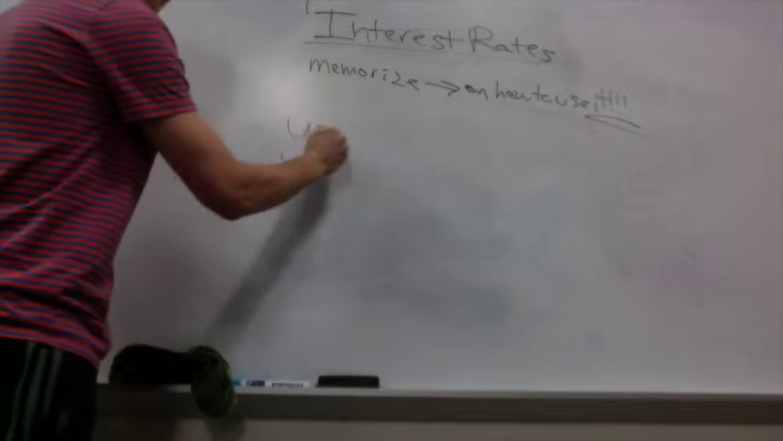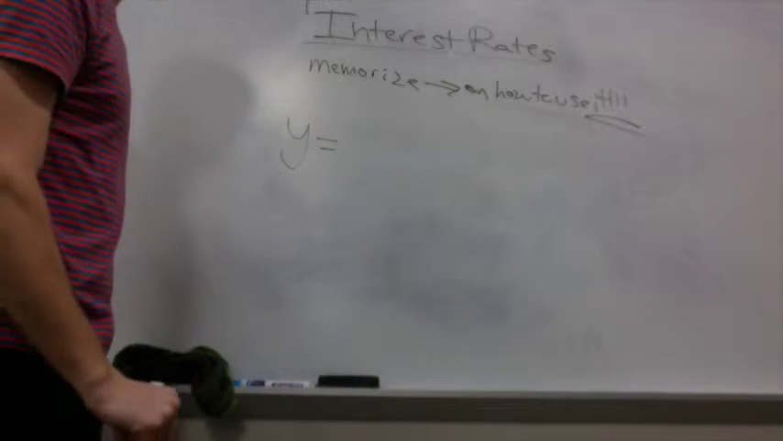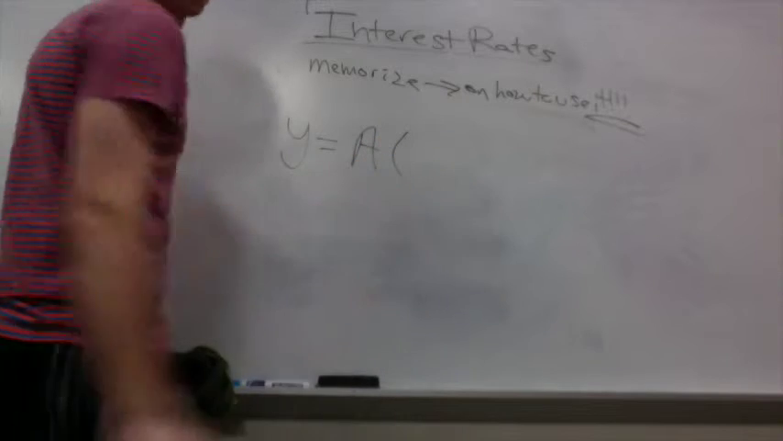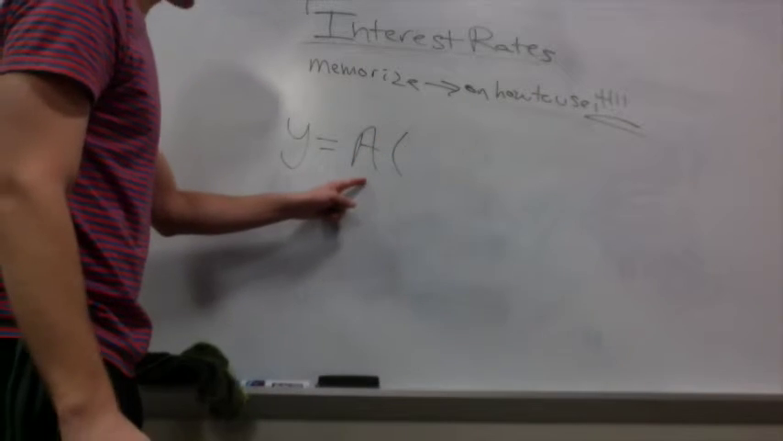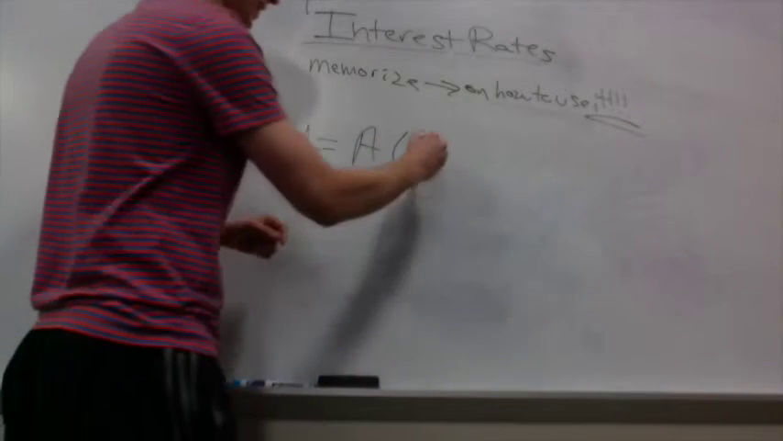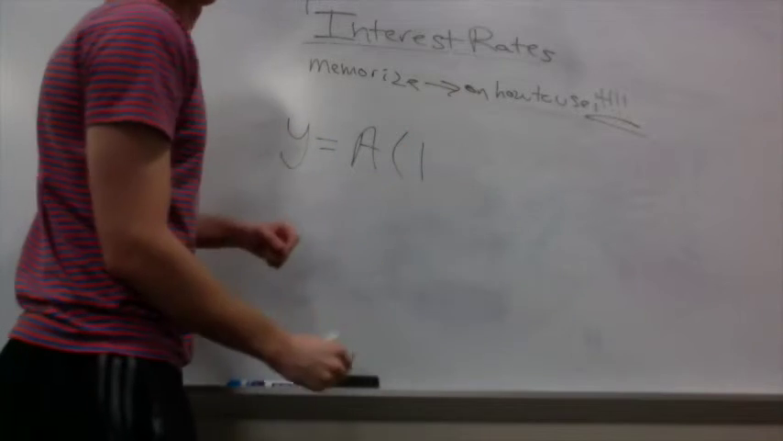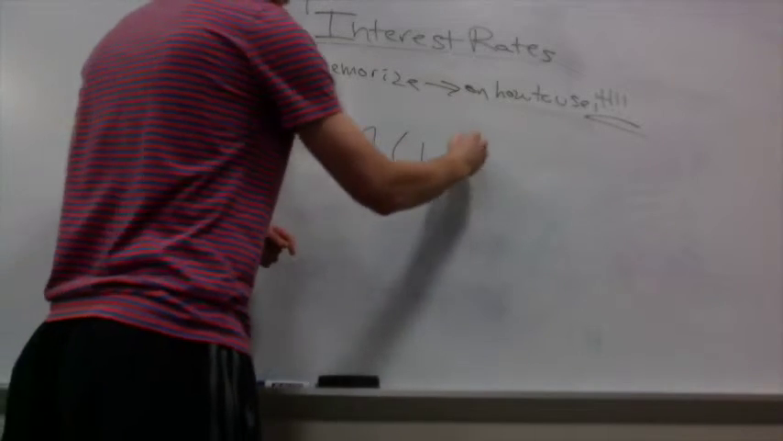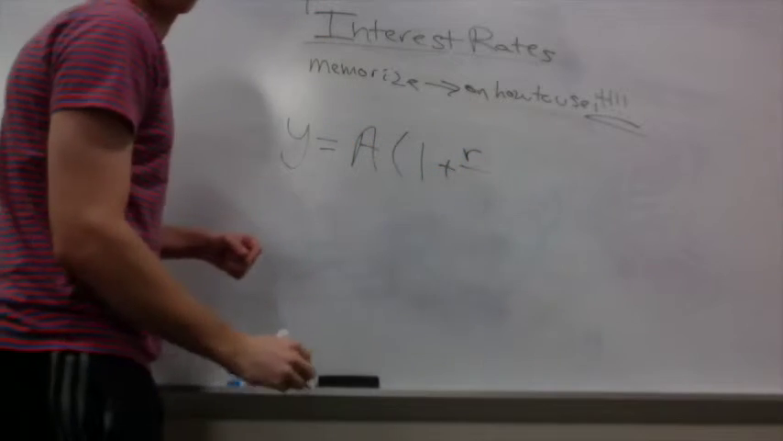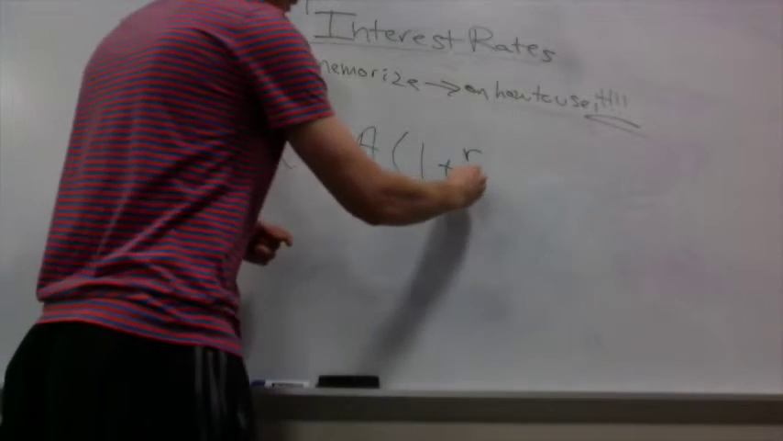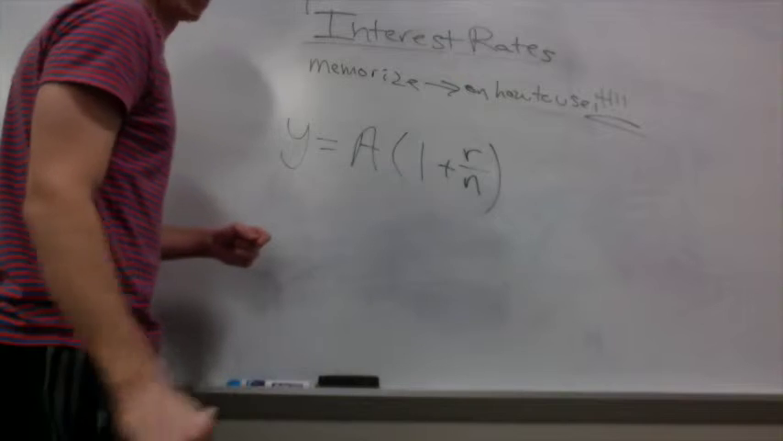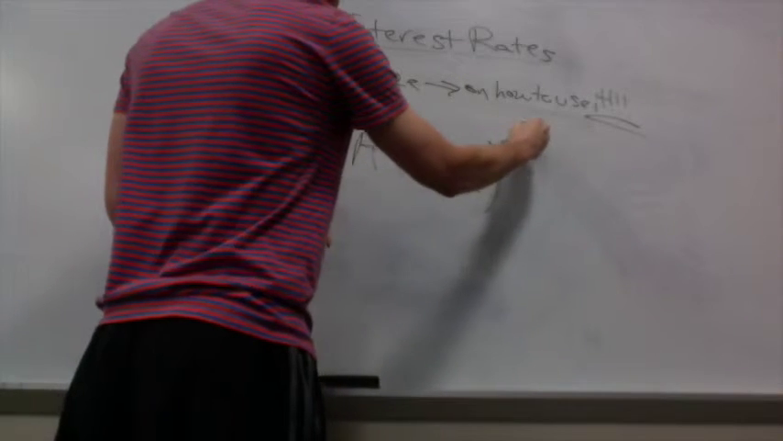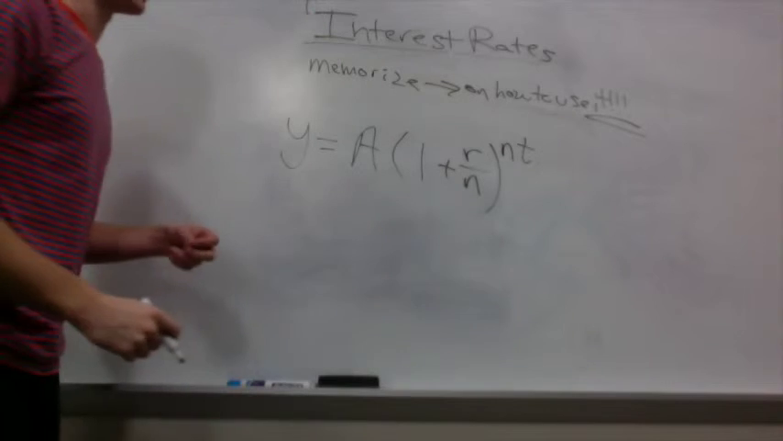You're going to have y equals A. A is going to be on the outside of the parentheses. So y equals A times, and then on the inside you have 1 plus your rate of interest divided by n. And then your exponents for this one is n and time.